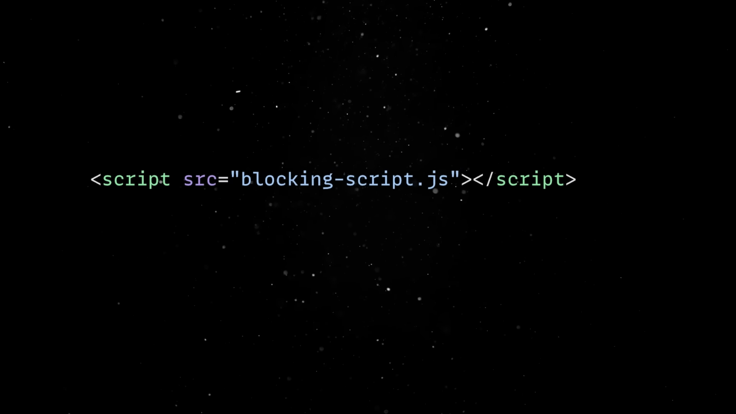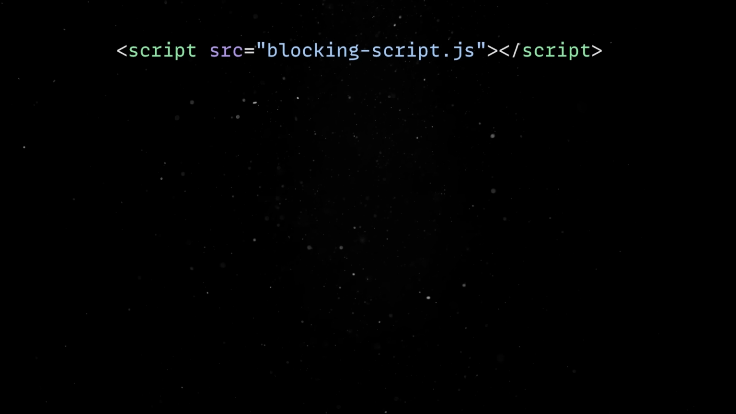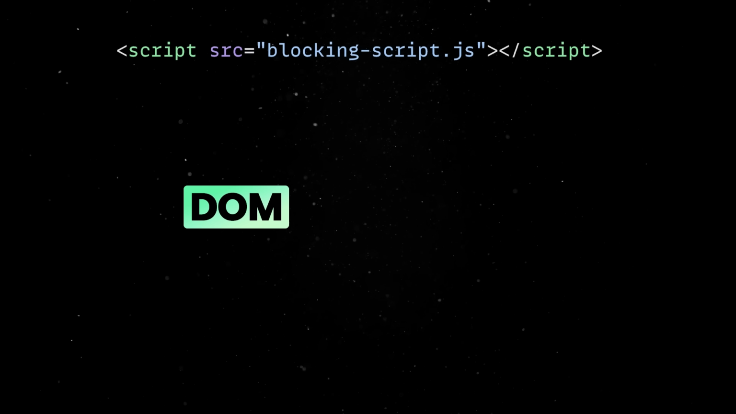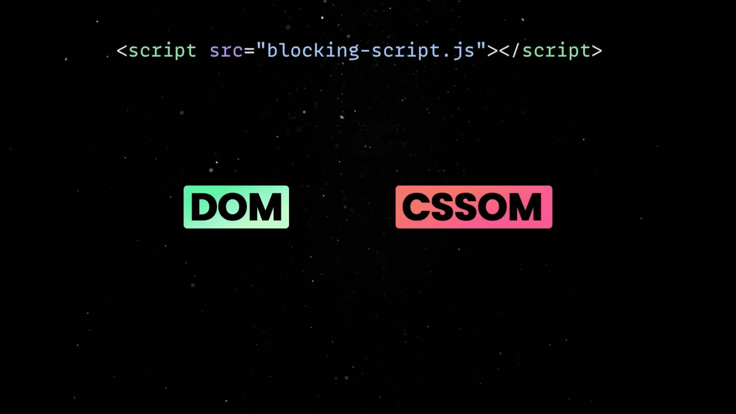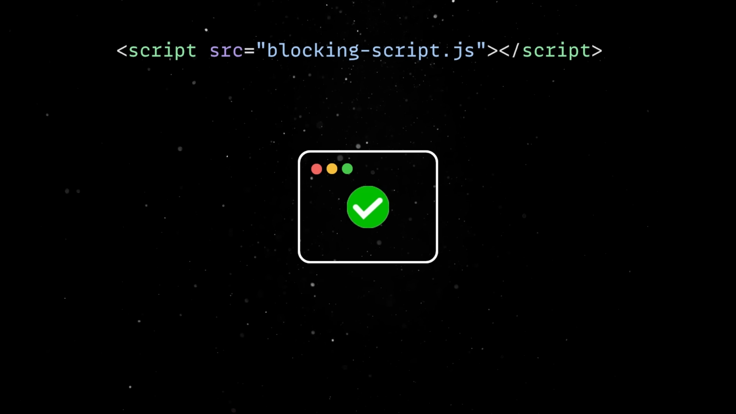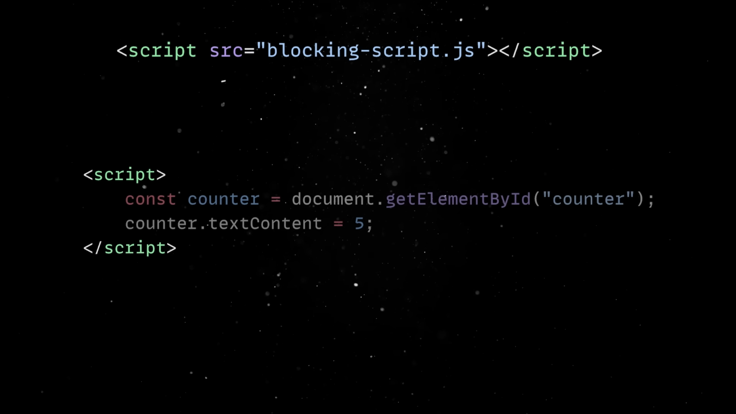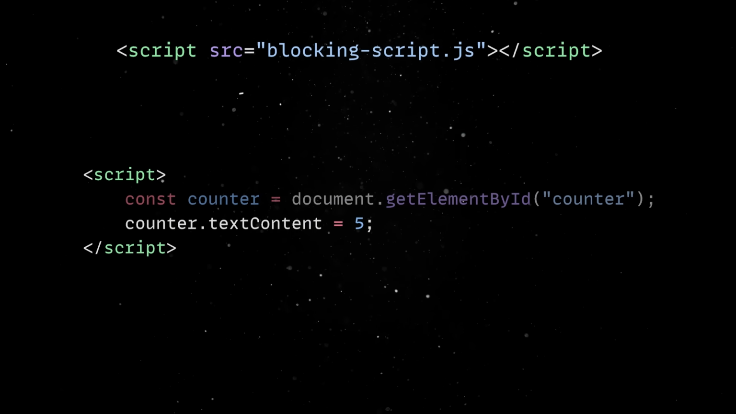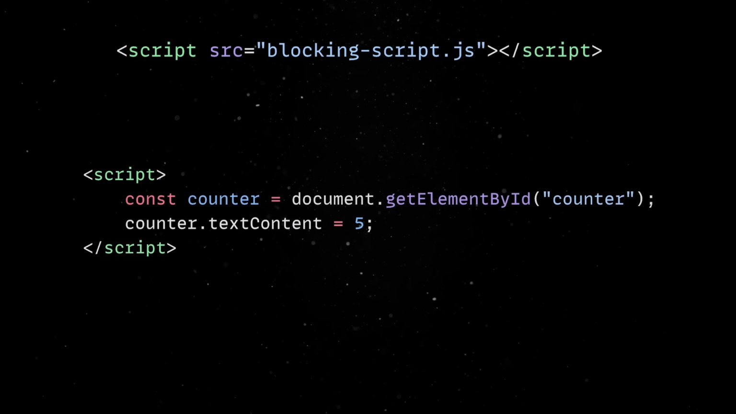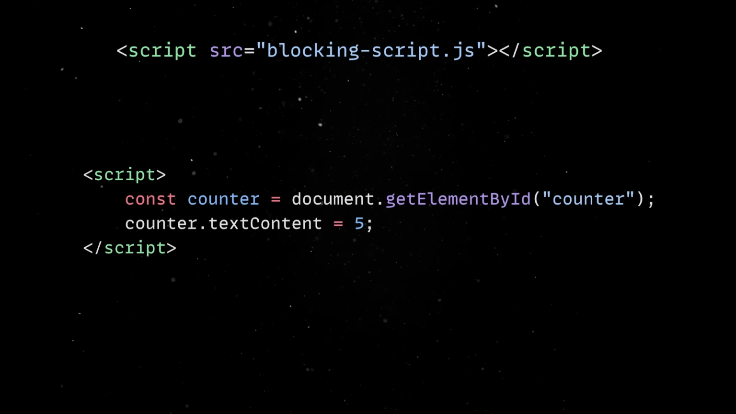However, JavaScript behaves differently. Because JS can modify the structure of the document object model and the CSS object model, the browser must pause the HTML parsing process, download the script, and execute it before continuing. This blocking behavior occurs with synchronous scripts, which are the default. Once a synchronous script is downloaded, the JS code is executed immediately.